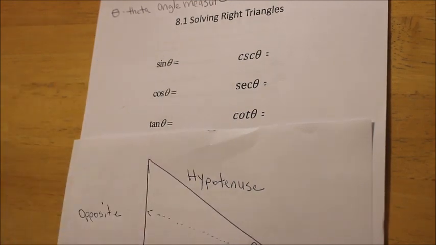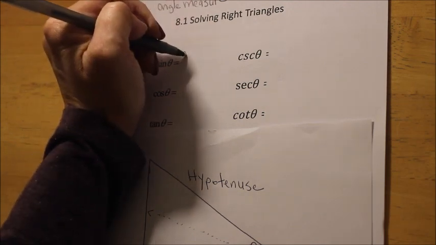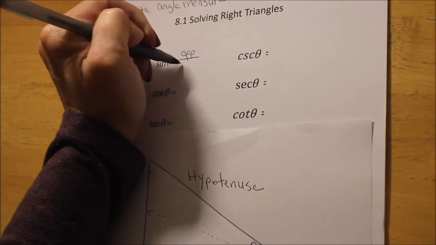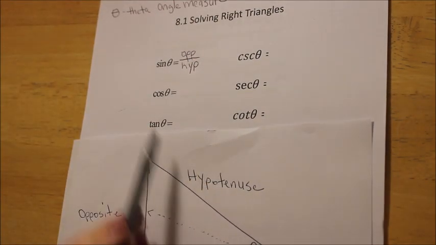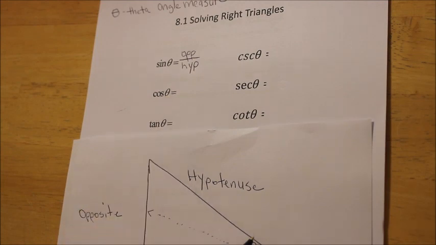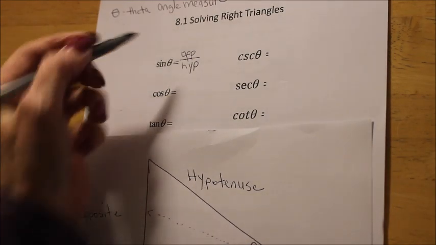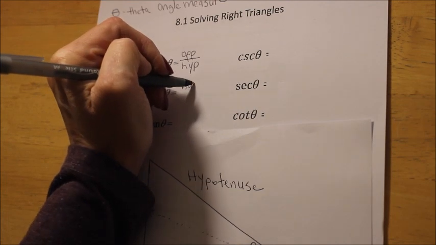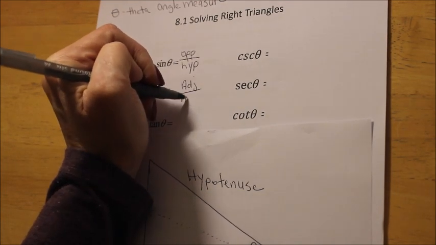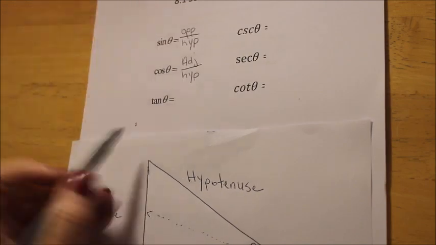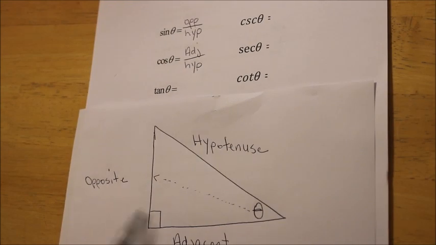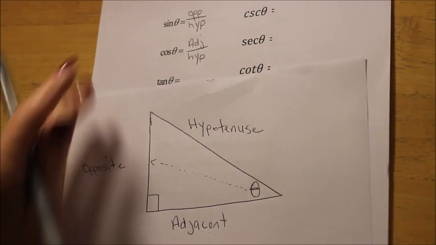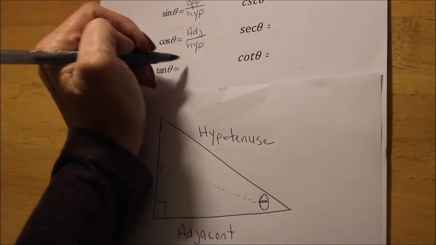So the sine of theta is opposite over hypotenuse. I'm going to just abbreviate OPP over HYP. So that's going to be the opposite over the hypotenuse. The cosine of theta is always the adjacent over hypotenuse. Once again, I'll abbreviate. And the tangent of the angle is always the opposite over the adjacent. Apologize, I'm down a little low.